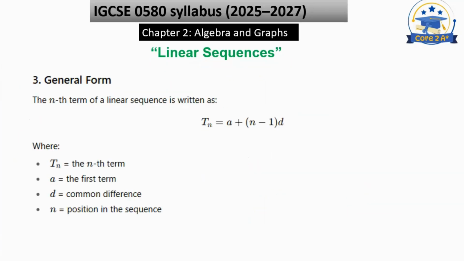Moving to the next, the general form. What is the general form of a linear sequence? The nth term. What do you mean by nth term? Okay, I know that if you are learning linear sequences for the first time, any student could be confused. What is Tn, first of all?